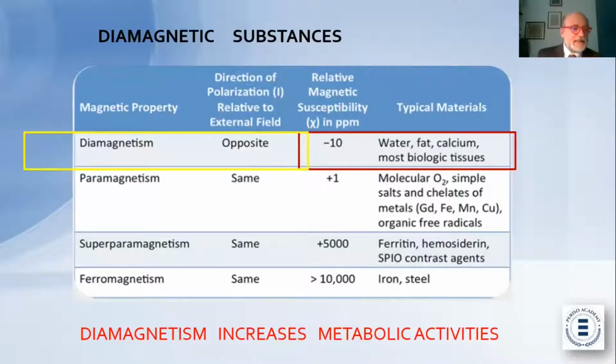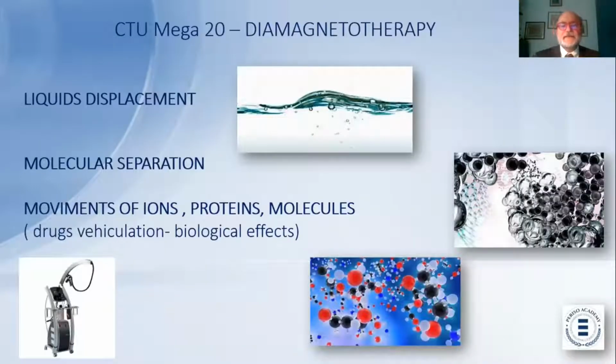So it means that all the metabolism or the biological processes of the cells are related to a diamagnetic phenomenon that we can modulate with this machine, as I can explain to you in the next slides. At first, deriving from this high intensity of the magnetic fields, we have the possibility to move water, so to treat acute or chronic edema.